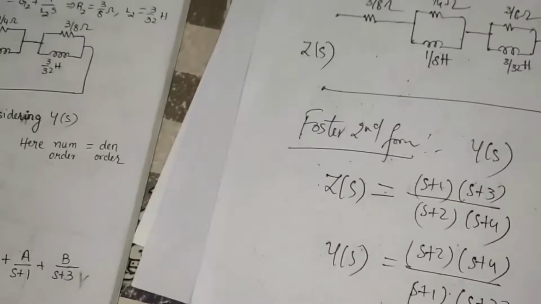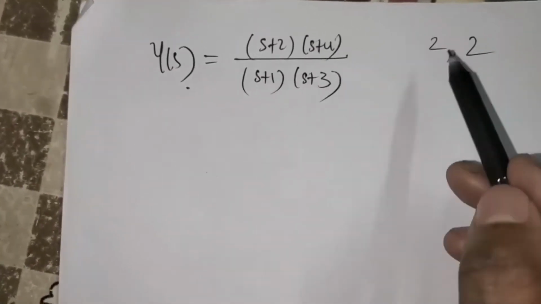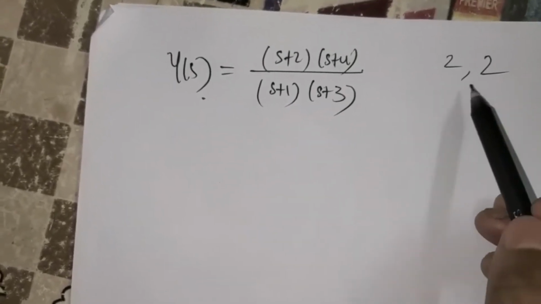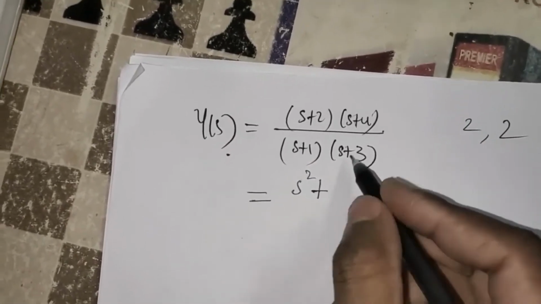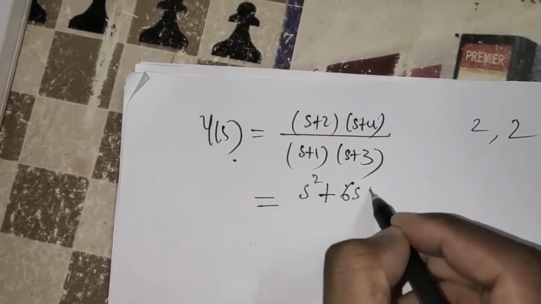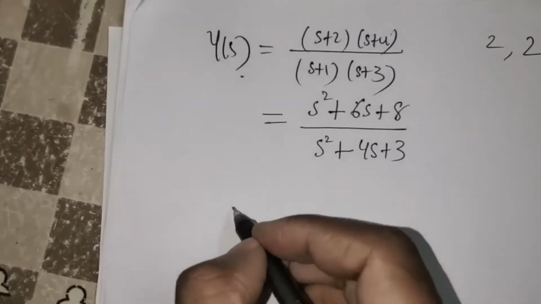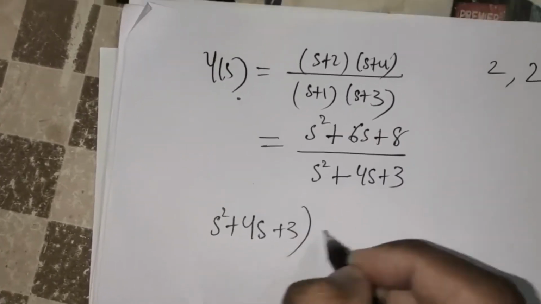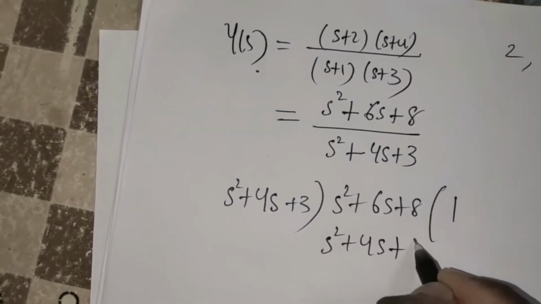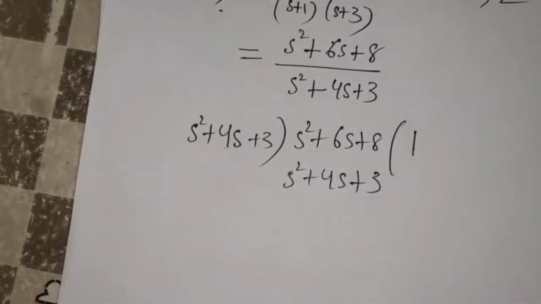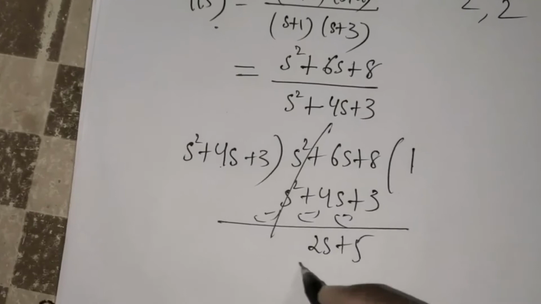So let us proceed with the second form admittance function. Here also we can observe that the numerator degree and the denominator degree are the same. So we have to divide numerator and denominator once. The numerator becomes s square plus 6s plus 8. The denominator becomes s square plus 4s plus 3. After dividing numerator by denominator once, s square plus 6s plus 8 goes once with s square plus 4s plus 3. We should multiply such that the first term gets cancelled. So here you'll get 2s plus 5, and the remainder is positive.